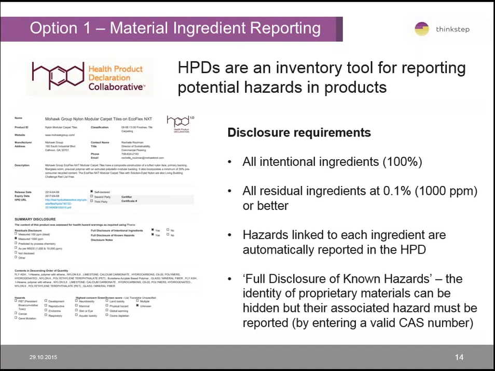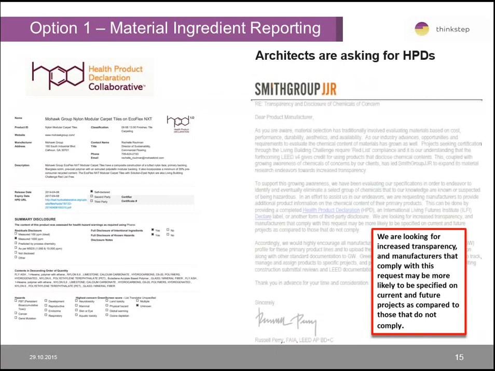The HPD system automatically cross-references those ingredients according to a number of hazard lists. And then at the end, you would choose whether or not you want to disclose those known hazards, which would qualify for LEED credit, or if you wanted to create an HPD and not apply for LEED points, you could choose not to fully disclose those known hazards. In either case, proprietary materials can be hidden as long as their hazards are identified, similar to the material inventory.